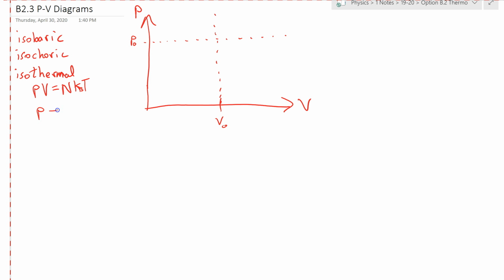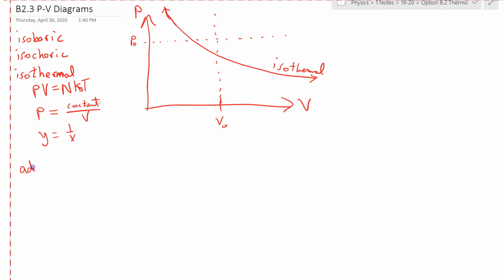If pressure is the y value, that means there's some constant divided by volume. That looks like y equals 1 over x. My y variable is P, my x variable is V, and all this stuff on top is a constant. So that looks like this, to some extent. It's a 1 over x looking graph like this. Isothermal.